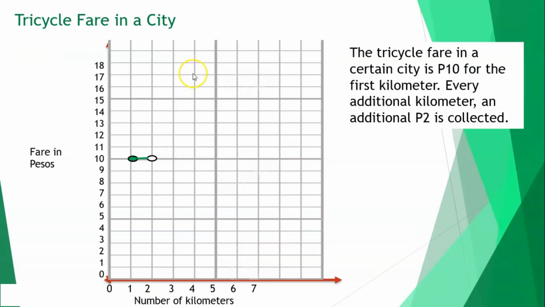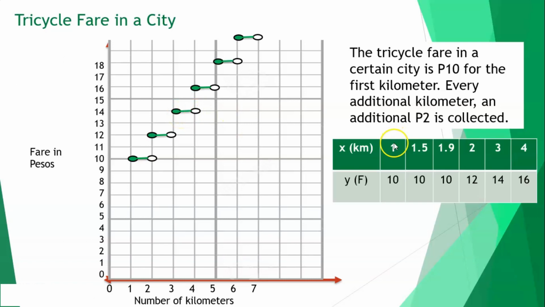Okay, now this is an example of a tricycle fare in a city, making use of a piecewise function. The tricycle fare in a certain city is 10 pesos for the first kilometer. For every additional kilometer, an additional 2 pesos is added to the fare. So if the first kilometer is traveled, that's 10 pesos. By the time the travel distance is already 2 kilometers, the fare will be 12 pesos. Traveling further to 3 kilometers, that would become 14 and so on.